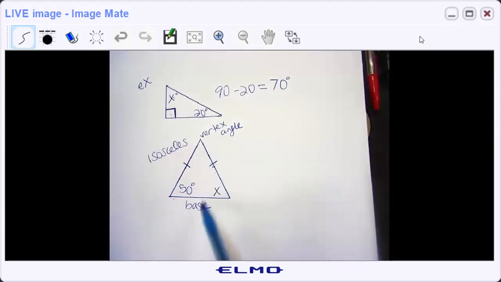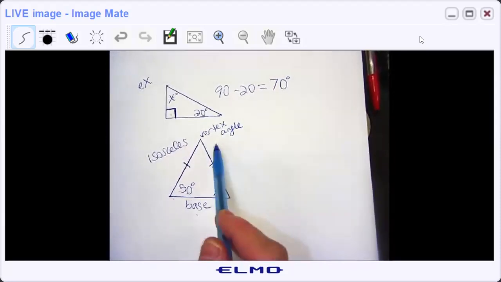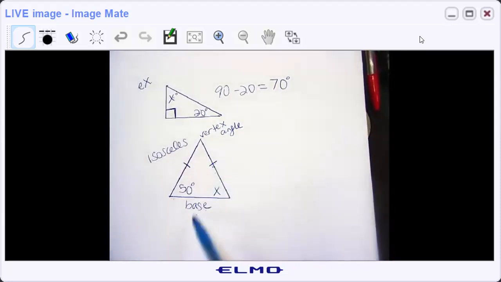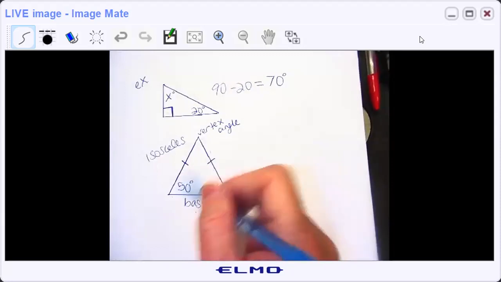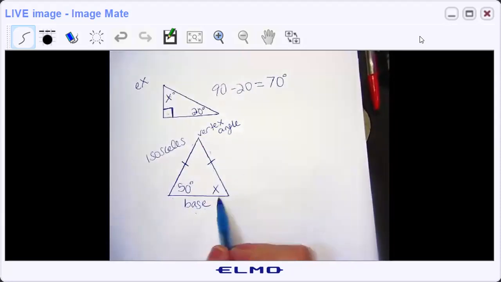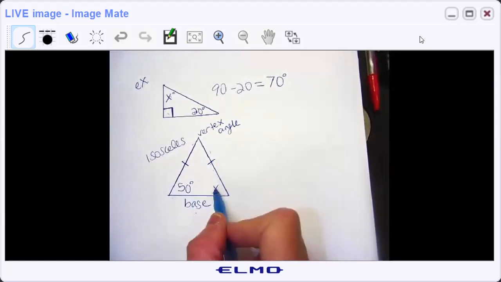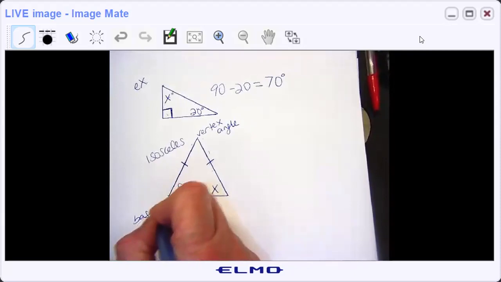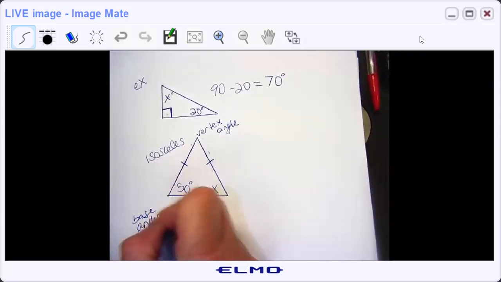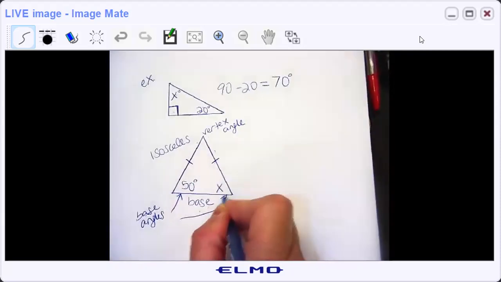But the reason these words are important is I've seen them actually not give you a picture and only say words, and you had to go reproduce a picture for the words. So make sure you know that the vertex angle is where the two equal sides meet, and the base is the non-equal side of the isosceles triangle. Well, these base angles, we call these base angles. Let me just write that out here to the side. So the base angles are equal to each other.